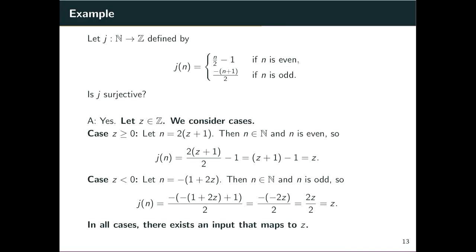And so this covers all possible cases of an integer, because we've got the non-negative integers and then the negative integers. So in all cases, we have an input that maps to z, and so therefore the function is surjective.